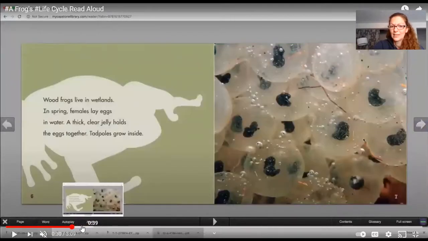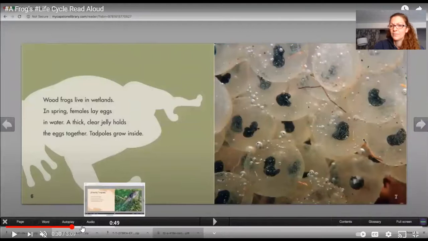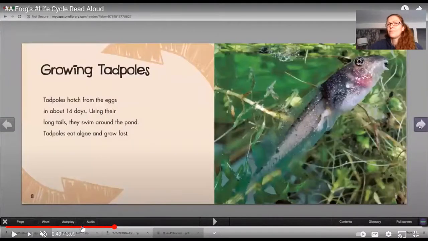right? Now let's look carefully at this, because the question we've been asking is, how does it change throughout its life? And does the baby look like the adult? We know the sea turtle did. The sea turtle just looked like a teeny tiny grown-up. But look at this. Does this tadpole look like a teeny tiny frog, or does it look completely different?